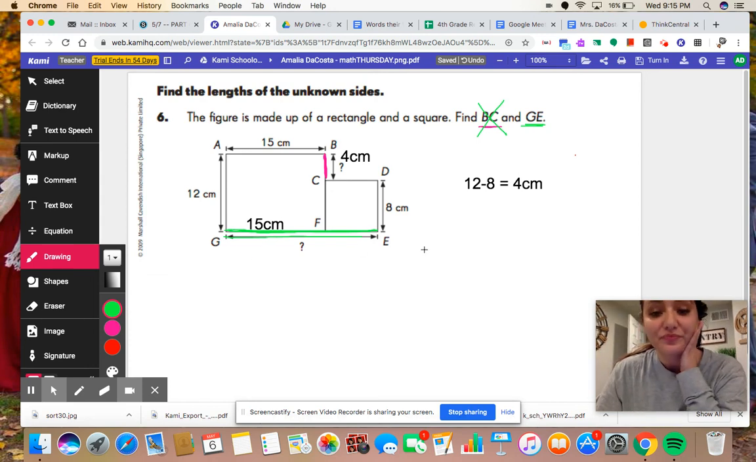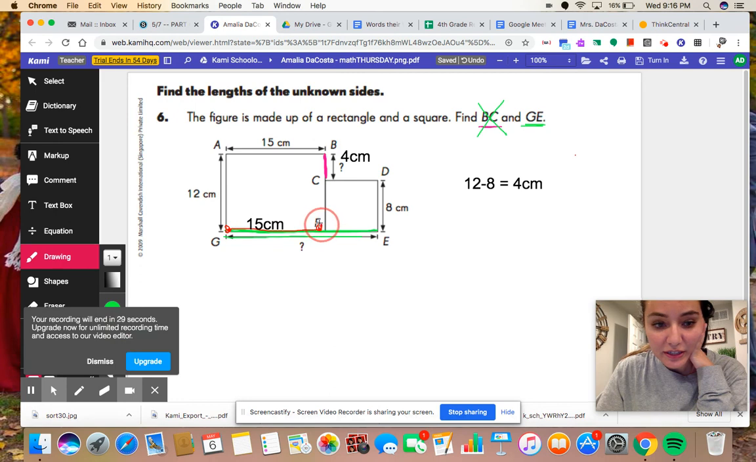Now, I know that from here, let me grab another color. From here to here is 15, from here to here is 15.